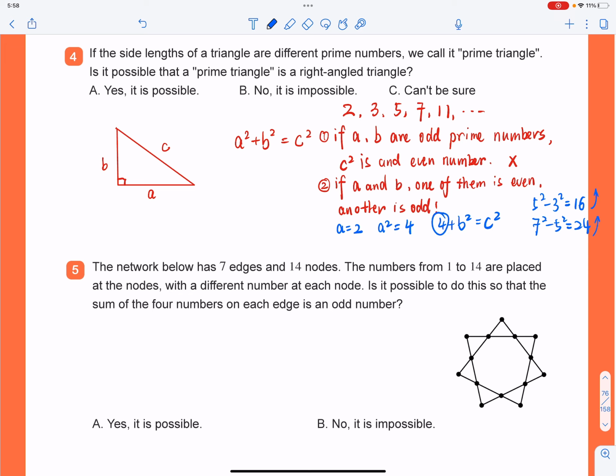So based on these two different scenarios, you can see that it is not possible to get such a prime triangle in a right angle triangle. So we're going to choose B for this question.